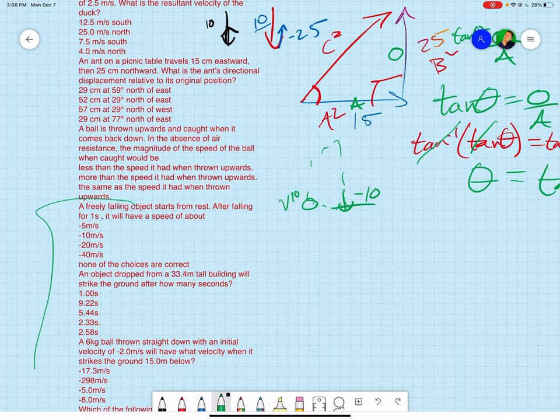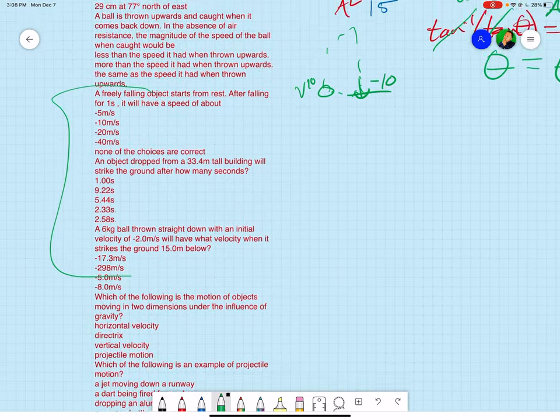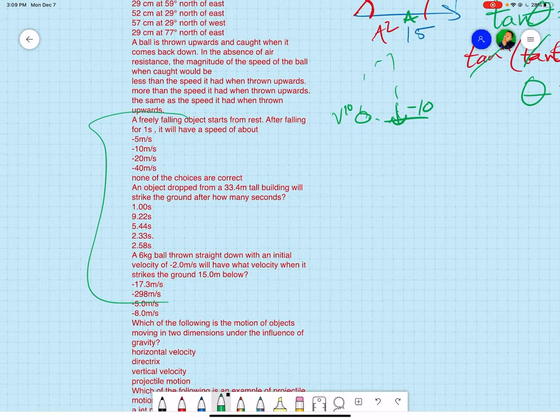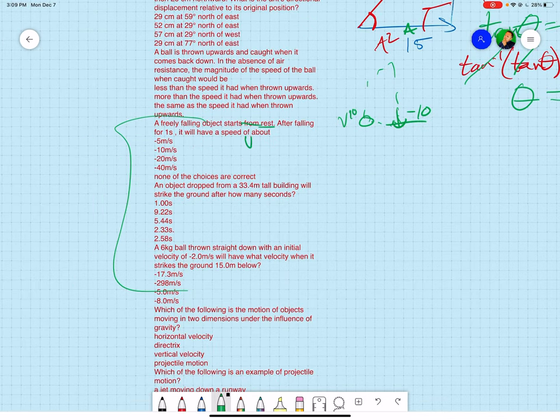Okay, now you have a lot of falling object stuff. This is a lot of stuff here. You're going to have to do some falling object stuff. I'm just going to tell you to list your givens and figure out equations. You see that it's falling from rest, so don't forget initial velocity is zero. You have to solve for V final, and acceleration should be negative 9.8.